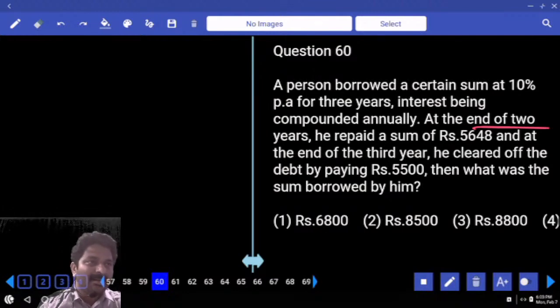10% per annum, compound interest for 2 years, interest is 20, so if he is to repay the total, he is supposed to pay 121%.